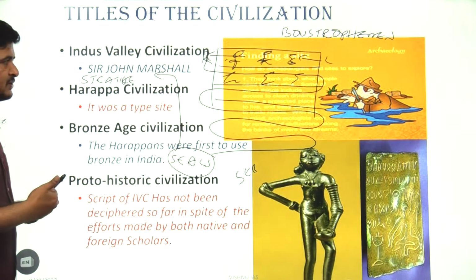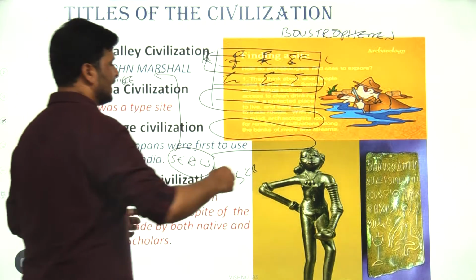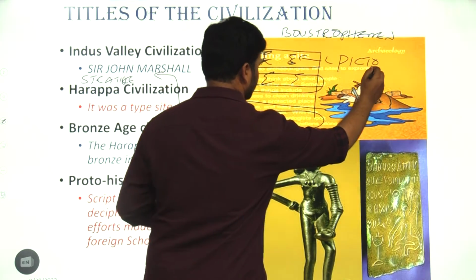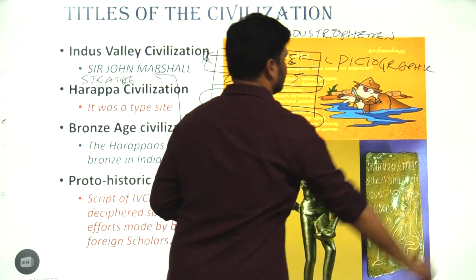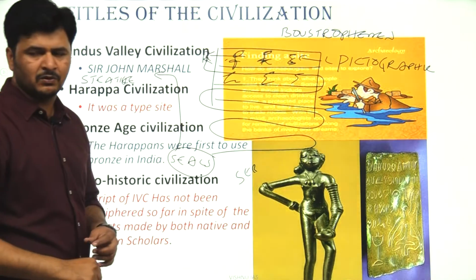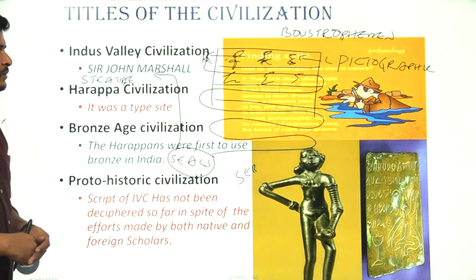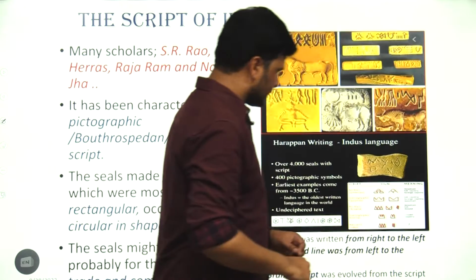Since the script is also associated with images, a little bit like pics, we also call this script pictographic script. Pictographic. Chitralekhana lipi we call it in Telugu. Chitralekhanamu. Some sort of pics, right? Pictographic. So serpentine, Boustrophedon, pictographic.